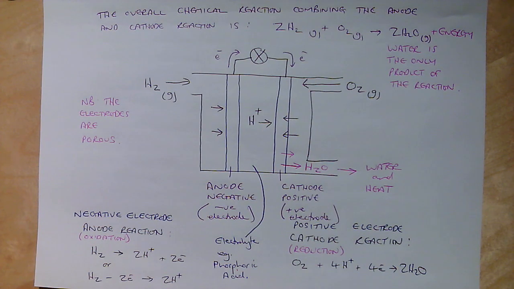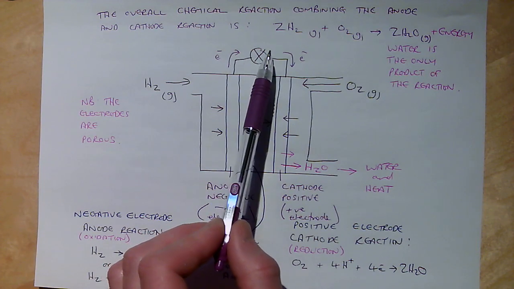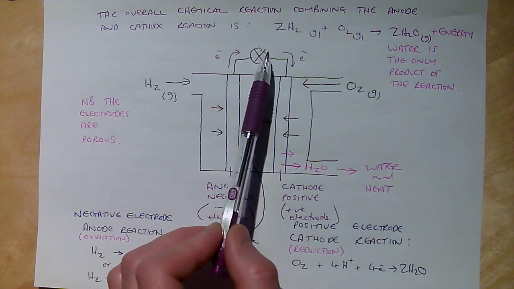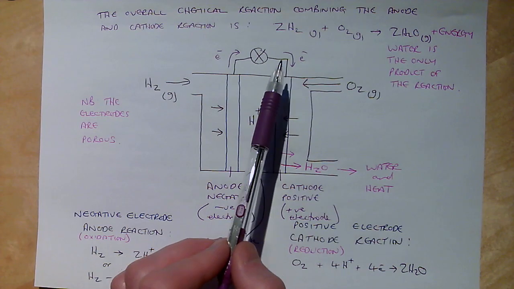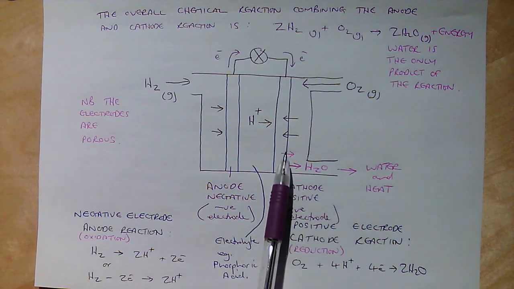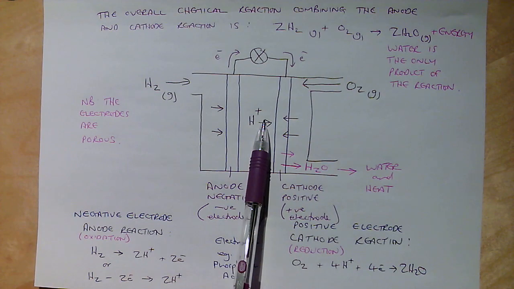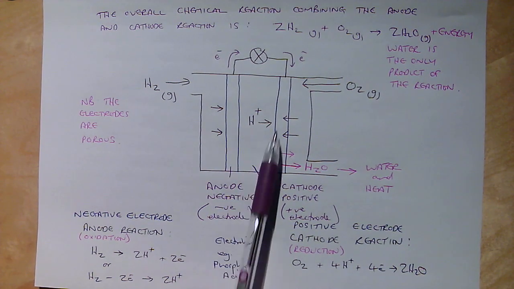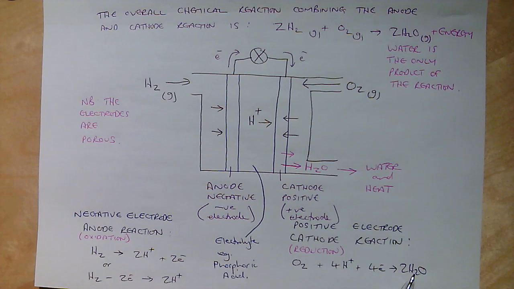half equations that go with the electrodes. So at our negative electrode, that's this one here, that's the anode, we get oxidation. So hydrogen molecules lose electrons to make hydrogen ions. Remember those electrons then flow around the external circuit to light a bulb or to run a little motor or whatever it is you want to do with it. At the cathode, oxygen arrives at the cathode. It reacts with the hydrogen ions that came from the anode and the electrolyte, and it makes water.